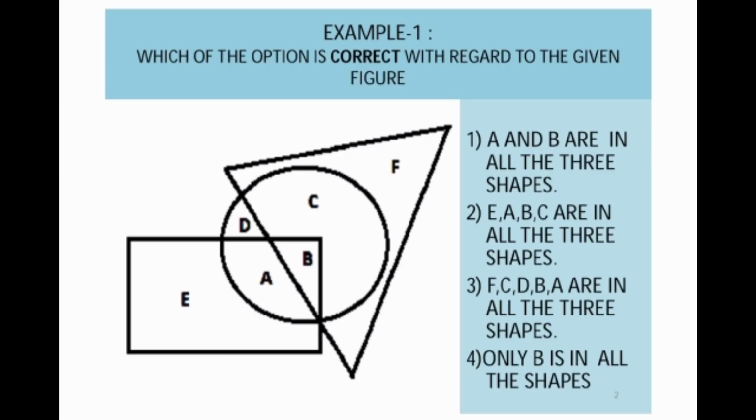So coming to example 1, which of the options is correct with regard to the given figure? I gave a figure on the left hand side and options on the right hand side. The first option is: A and B are in all the three shapes.